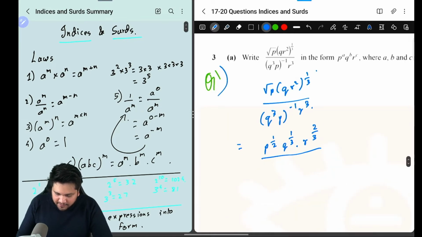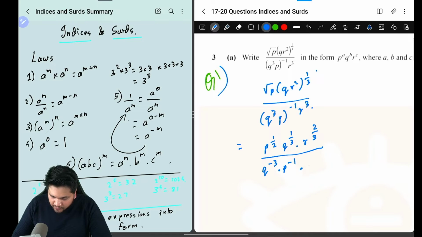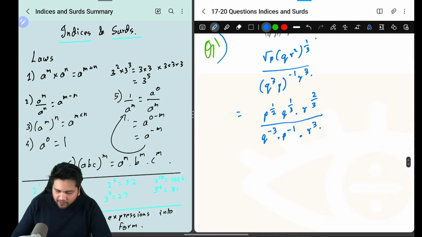Now in the denominator, what is this going to be? I'll multiply minus 1 inside. So it's going to be q to the power of minus 3 into p to the power of minus 1 into r to the power of 3 as it is. Now we'll combine all the p's, q's and r's together. So we'll combine p to the power of 1 by 2 with p to the power of minus 1. This is going to be p to the power of 1 by 2 plus 1 into q to the power of 1 by 3 minus of minus 3.